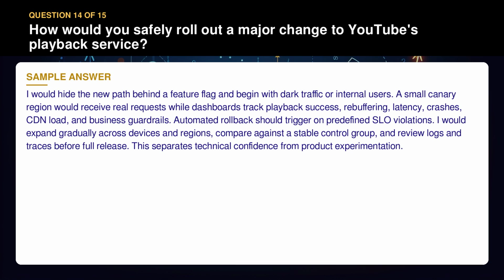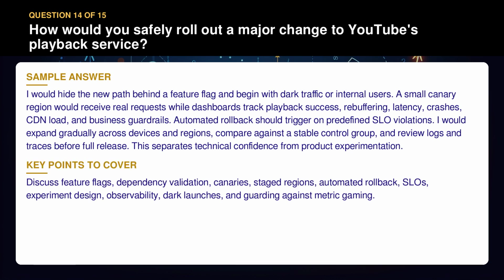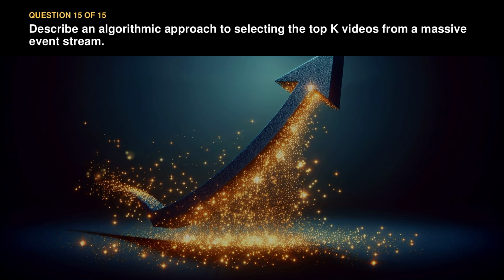I would expand gradually across devices and regions, compare against a stable control group, and review logs and traces before full release. This separates technical confidence from product experimentation. Discuss feature flags, dependency validation, canaries, staged regions, automated rollback, SLOs, experiment design, observability, dark launches, and guarding against metric gaming.